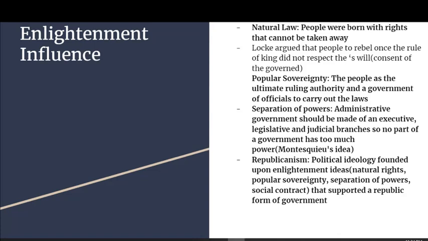Now we have the separation of powers. This idea in the Constitution and Enlightenment states that there's going to be one large federal government, but it will consist of multiple branches, which is Montesquieu's idea. It has an executive, legislative, and judicial branch, so no part of the government has too much power and becomes tyrannical. Finally, we get to republicanism. It's a political ideology founded upon Enlightenment ideas such as natural rights, popular sovereignty, separation of powers, and the social contract that supported a republic form of government, not a democracy. These are two completely different things.